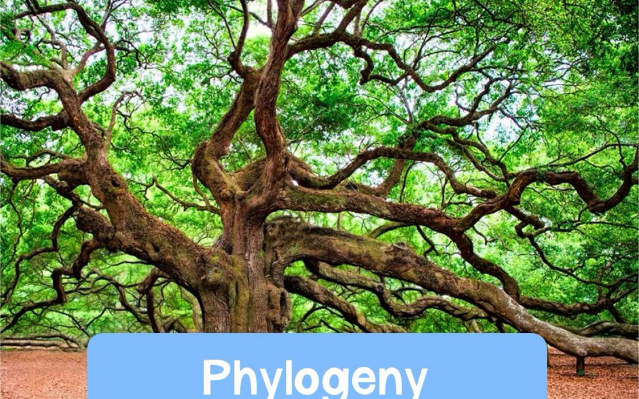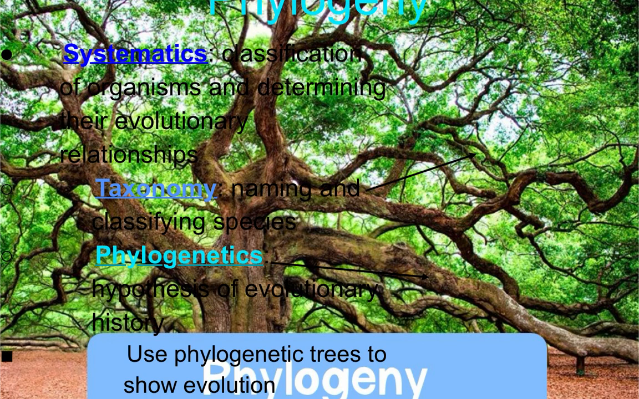Phylogeny, our evolutionary history evidence. Evolutionary scientists use a classification called systematics. This is where we classify organisms depending on their evolutionary relationship. Each organism species gets its own taxonomy, which is the naming and classifying of their genus species name. It's how we name and classify organisms.